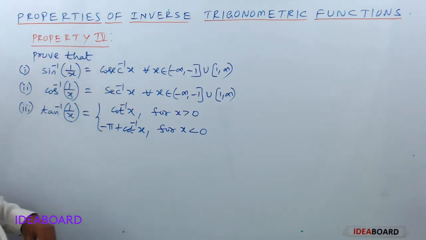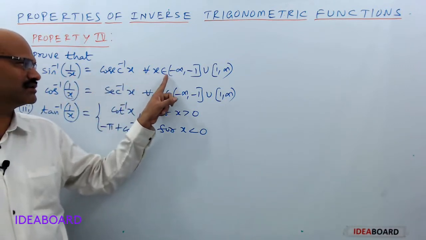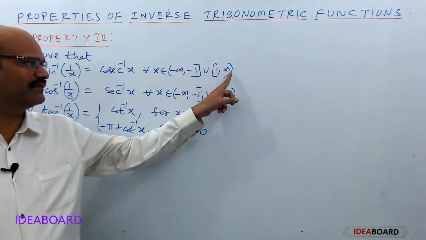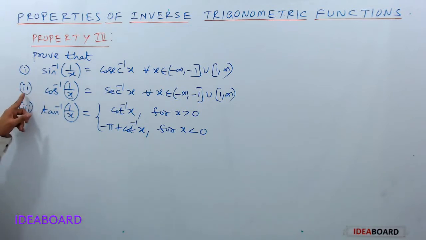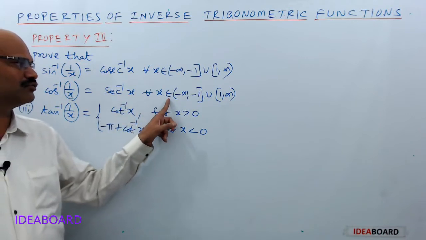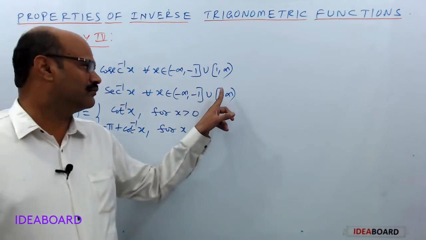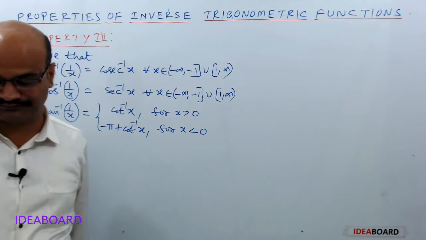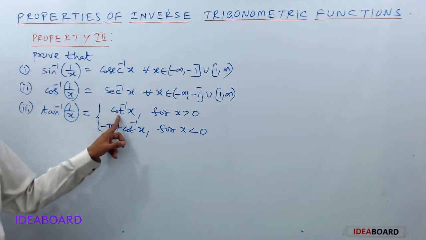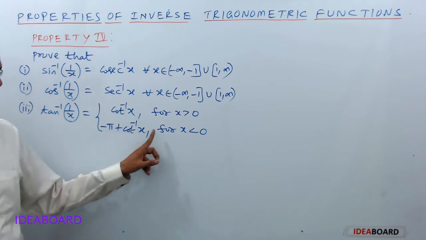Next, property 4. Prove that sin inverse of 1 by x equals cosecant inverse x for all x belongs to minus infinity to minus 1 union the closed interval 1 to open infinity. Second one, cos inverse of 1 by x equals secant inverse of x for all x belongs to open minus infinity to closed interval minus 1 union closed 1 to open infinity. Third one, tan inverse of 1 by x equals cot inverse x for x greater than 0, and minus pi plus cot inverse x for x less than 0.